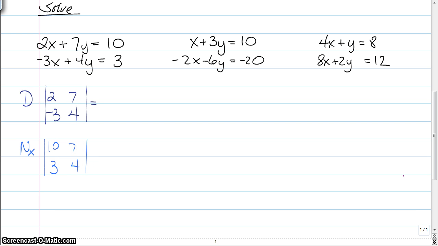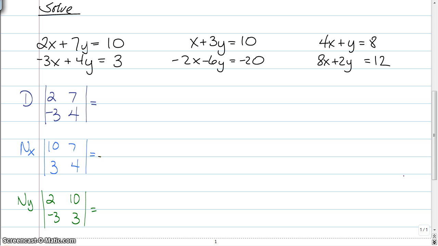That hasn't changed. And then we have to set up our last one, which is our numerator for y. And to do that, we're going to leave our x's alone this time, but this time we're going to replace the y column with our constants 10 and 3. Okay, so as you can see, we are about to find some determinants.